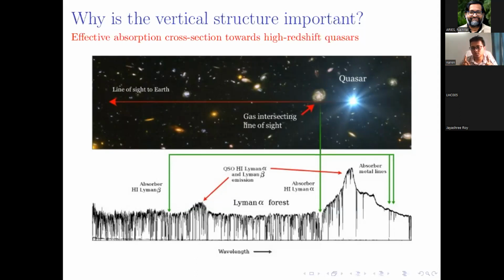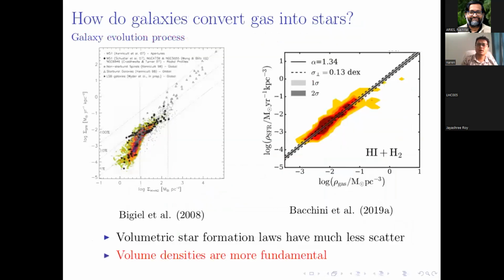And this has a significant implication in understanding the cosmological evolution of galaxies, for that matter, to determine how many galaxies are there at high redshift per unit volume, right? So in that sense, it is important to know the thickness or the density distribution of gas in galaxies. And one of the most important and my favorite aspects is related to star formation, right?